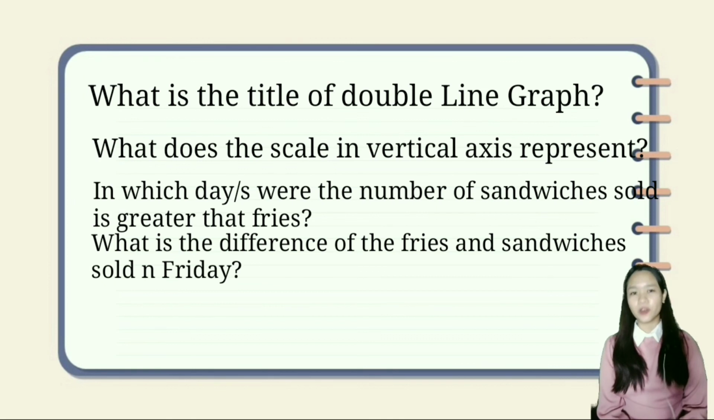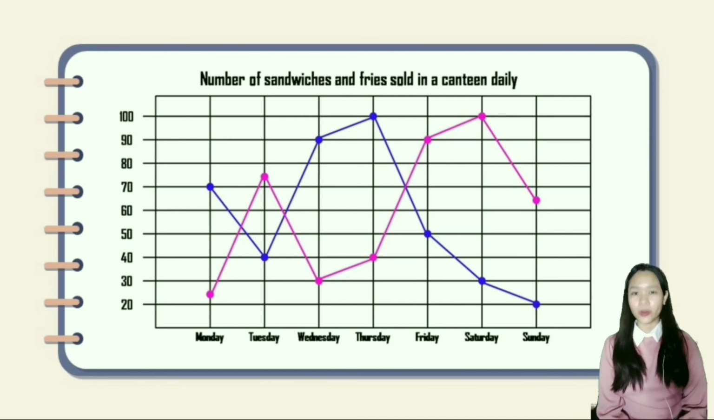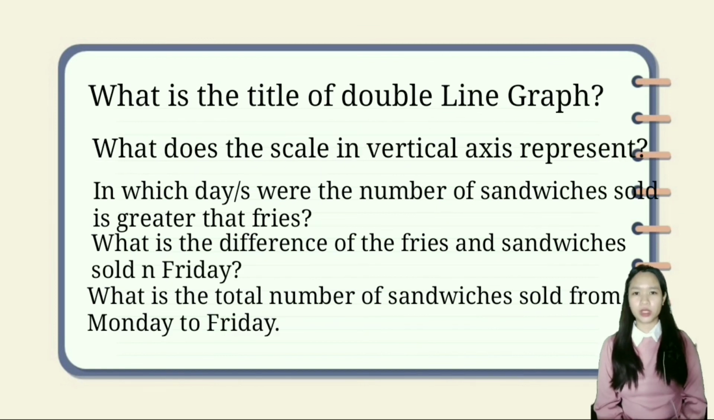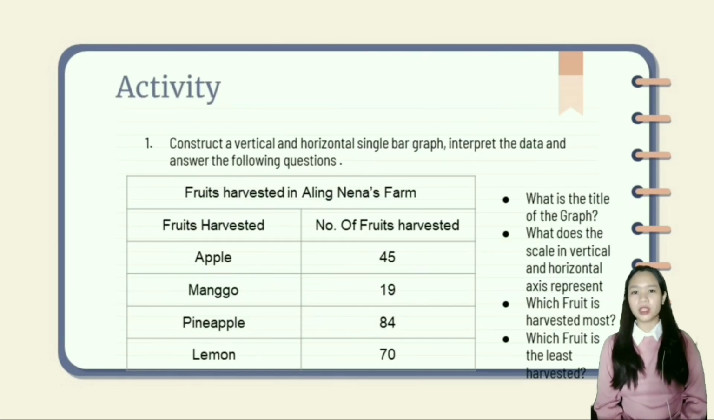What is the difference between the number of sandwiches sold and the fries sold on Friday? Correct. The difference is that 40 more fries were sold than sandwiches. What is the total number of sandwiches sold from Monday to Friday? Correct. 400. What about the fries? Correct. 415. For today's activity, construct a bar graph, then interpret the data and answer the following questions.